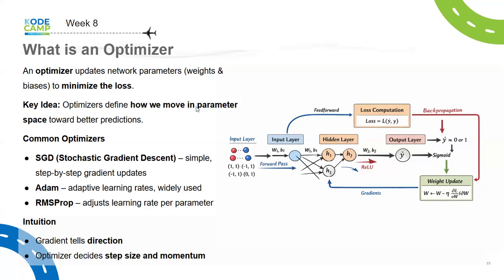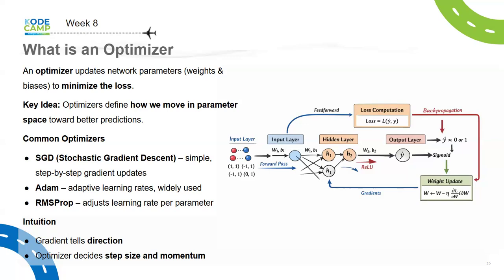But the optimizer is what actually updates the parameters in your neural network, the weights and the biases, to minimize the loss. It is not back propagation that updates the parameters. What back propagation does is to calculate the gradients. Back propagation calculates the gradients, and you get the answer from back propagation to say, okay, this is the gradient for this particular parameter for every single parameter in that neural network. Then the optimizers now determine how to update the parameter, right? How to move in the parameter space towards better prediction.